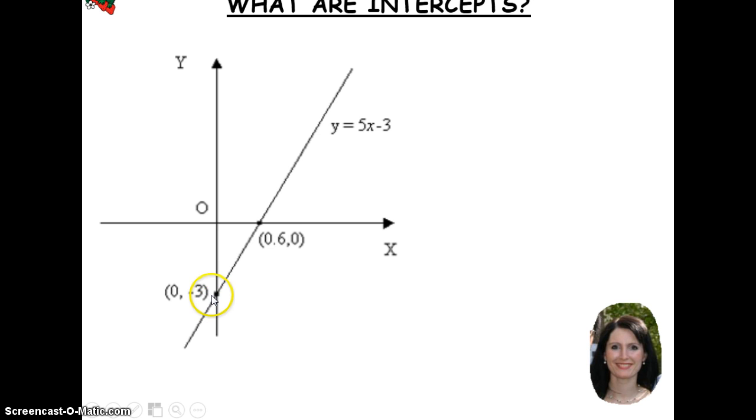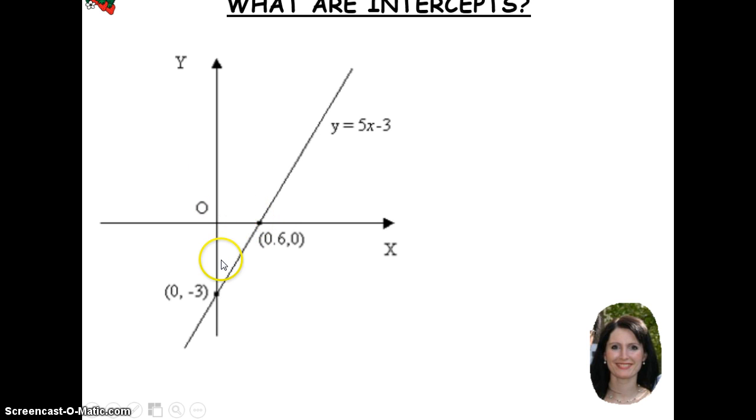What do we notice that is similar about the y-intercept? It is (0, -3). See how there's a 0 in each of those? When y is 0, that is our x-intercept. It means that we don't go up or down at all. We're just on the x-line.